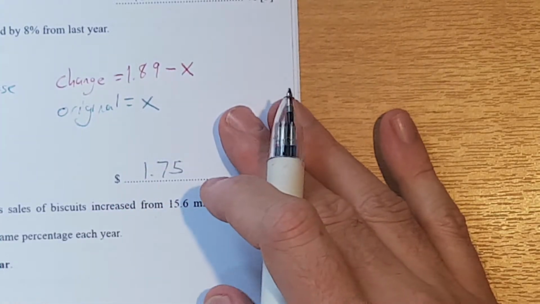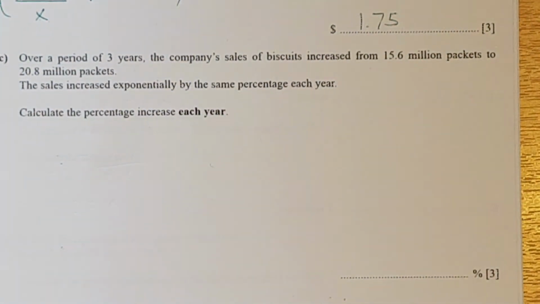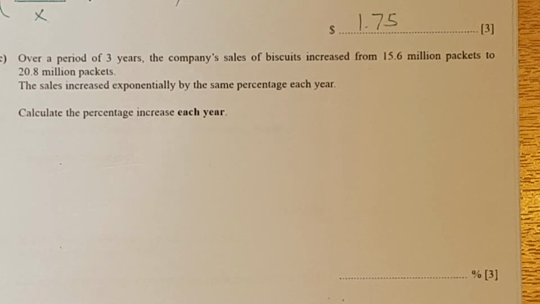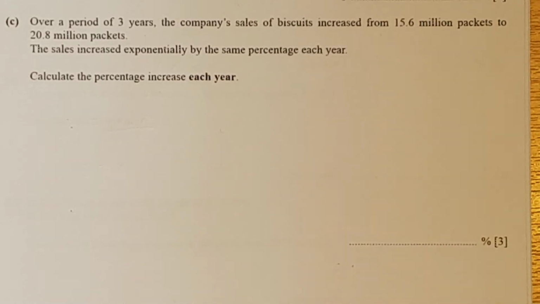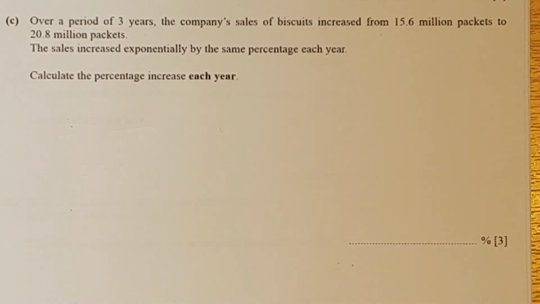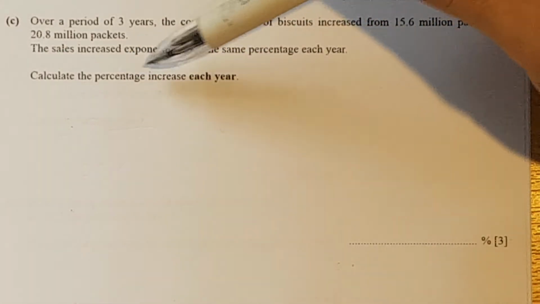Okay, last question here, part C. Over a period of 3 years, the company's sales of biscuits increased from 15.6 million packets to 20.8 million packets. The sales increased exponentially by the same percentage each year. Calculate the percentage increase each year.